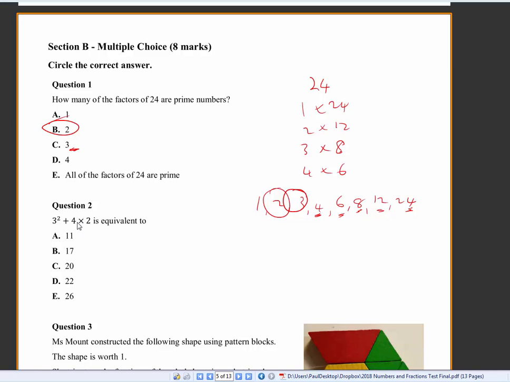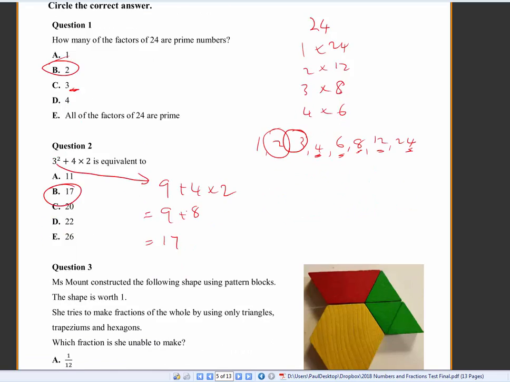3 squared plus 4 times 2 is equivalent to... Let's evaluate this, and again, a lot of you showed working for this, and that's good. So we've got 9 plus 4 times 2, just evaluating 3 squared. Now, order of operations says the multiplication has to happen first, so it's 9 plus 8, and 9 plus 8 is 17, so the answer to this one was 17.